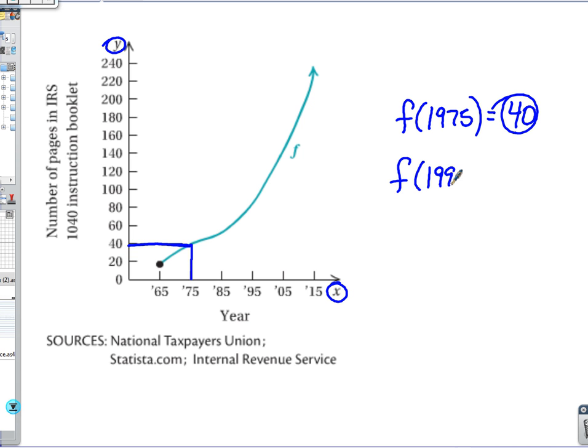If it asks you to find L of 1995, that's simply saying how many pages were in the book in 1995. So we go up to our graph, and then we go over using a horizontal line to see that it looks like there's a little bit more than 80. I'd say about 82, 83, something like that, pages in the book in 1995.